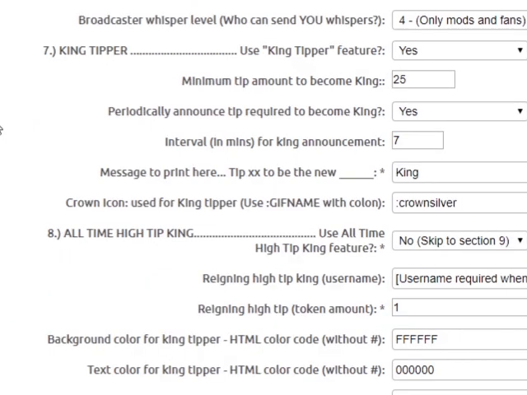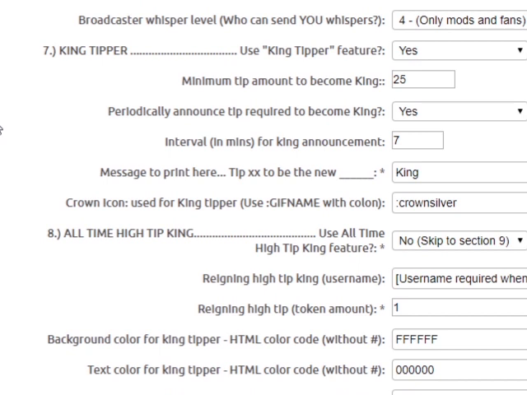Now, we're going to start getting into the creative part of the bot. So number 7 and number 8 are all about the king tippers. Ideally you do want to turn this on, because obviously it gives them an incentive to beat the other person.